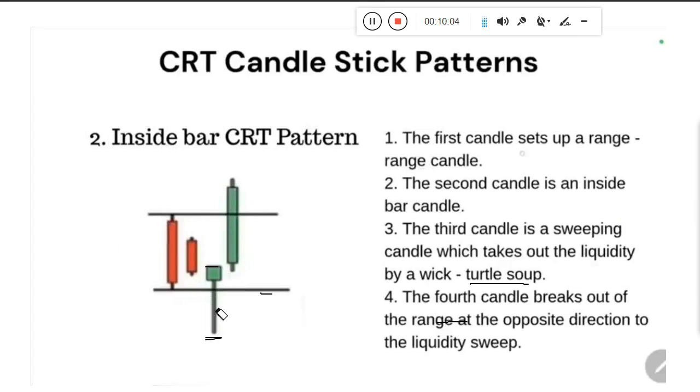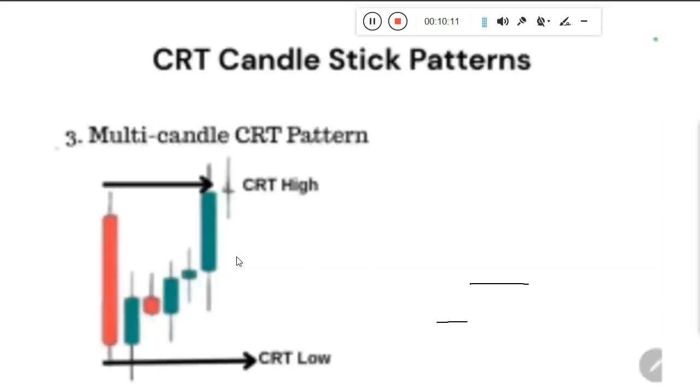So you need to understand this. This kind of trading system is just a trading system that uses liquidity. For you to be profitable in the market, you need to understand liquidity, and one of the best ways to understand liquidity is using this CRT candlestick pattern.